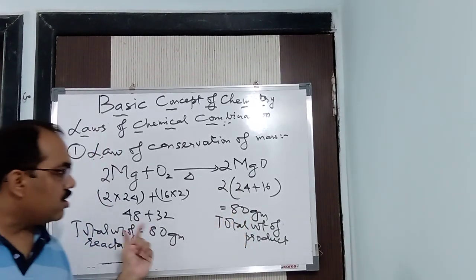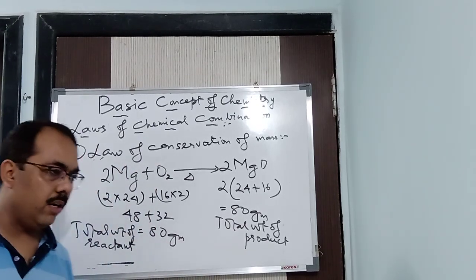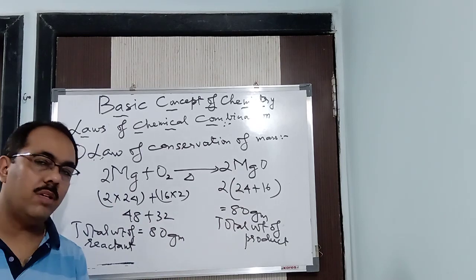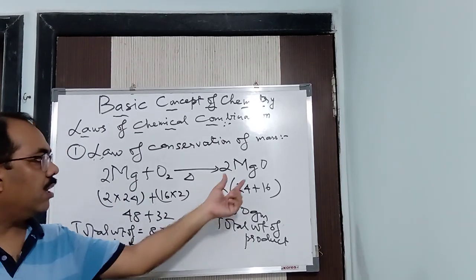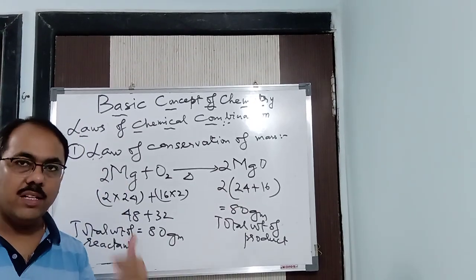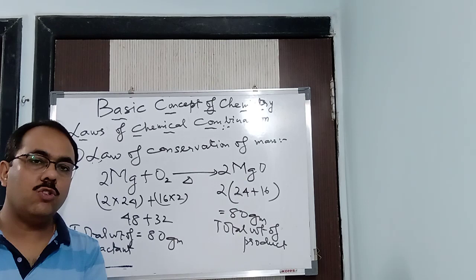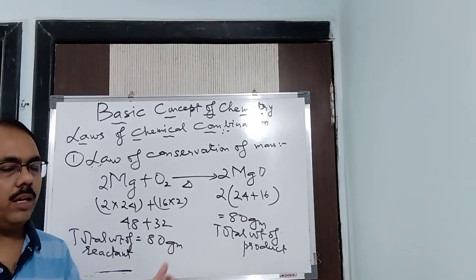You can see, in this way, it's a simple example I have given you, which you have done in the lab. Definitely you might have done this in the lab. You have taken a magnesium ribbon and you have burnt it. You got a dazzling white light and a white residue. In this way, you can take another example also. Hydrogen plus oxygen, 2H2 plus O2 will give you 2H2O. Any example, you can take and see it.